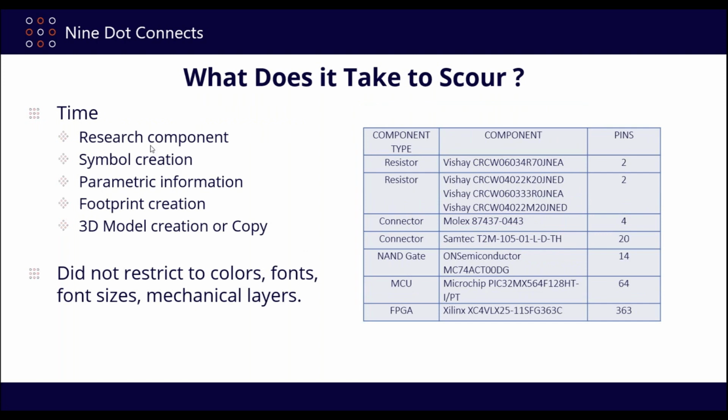What I asked them to do is, for each one of these components, I want you to research the component. More importantly, not just do these things, take the time down, write down how much time it took you to do these. So what was the time to research the component? What was the time for the symbol creation? Same thing for the parametric information, same thing for the footprint creation, and the same thing for the model.